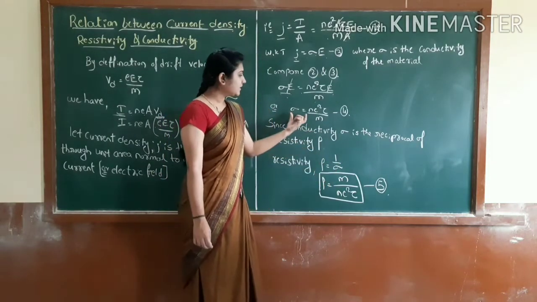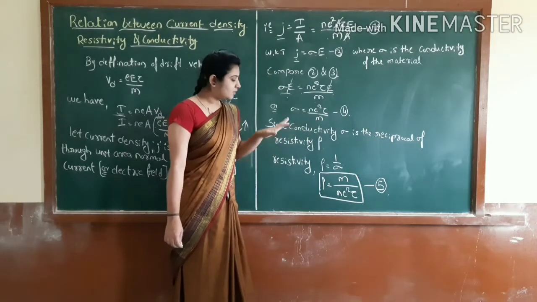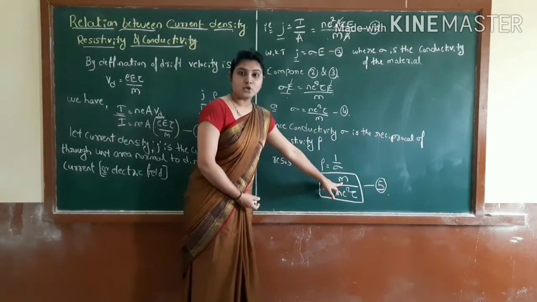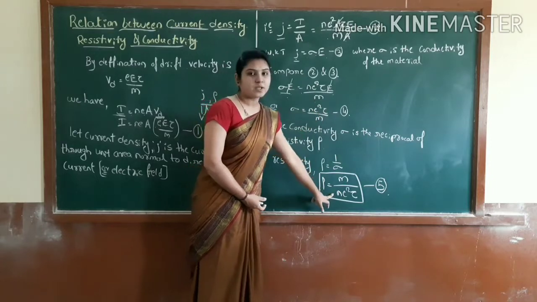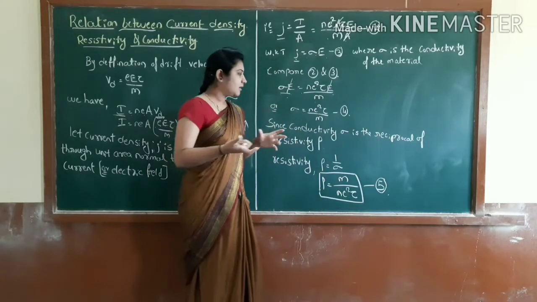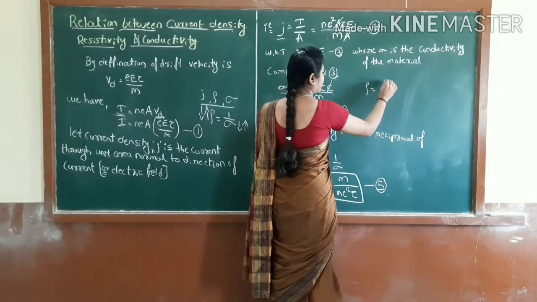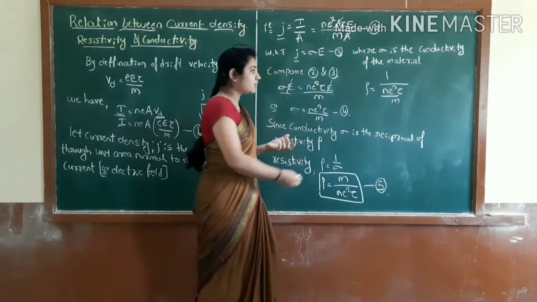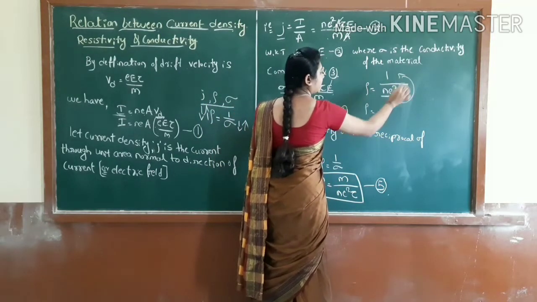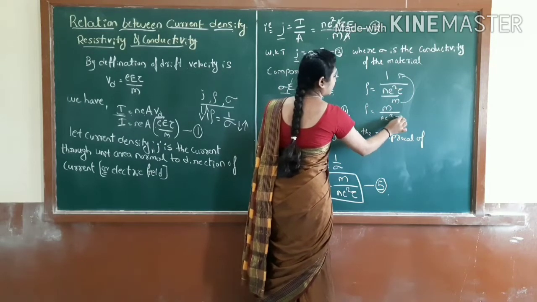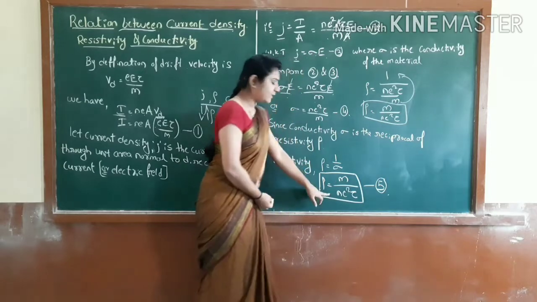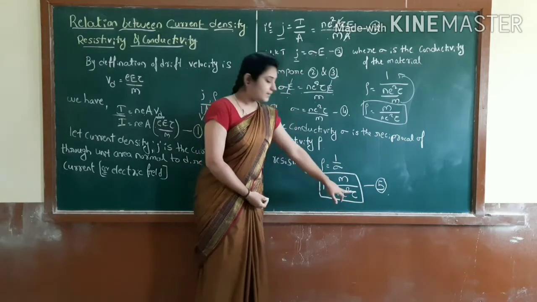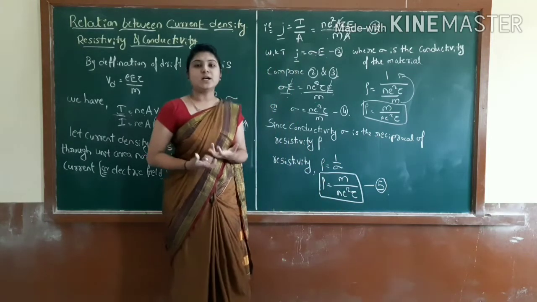So this is the value of sigma, but now I have to write it as a reciprocal. So m will come in the numerator and this whole term will come in the denominator. Simple mathematical equation: rho is equal to 1 divided by n e square tau divided by m. So simply, m will go in the numerator, and n e square tau in the denominator. That is what I have written here. This rho means resistivity, and tau is the relaxation time of the electron.